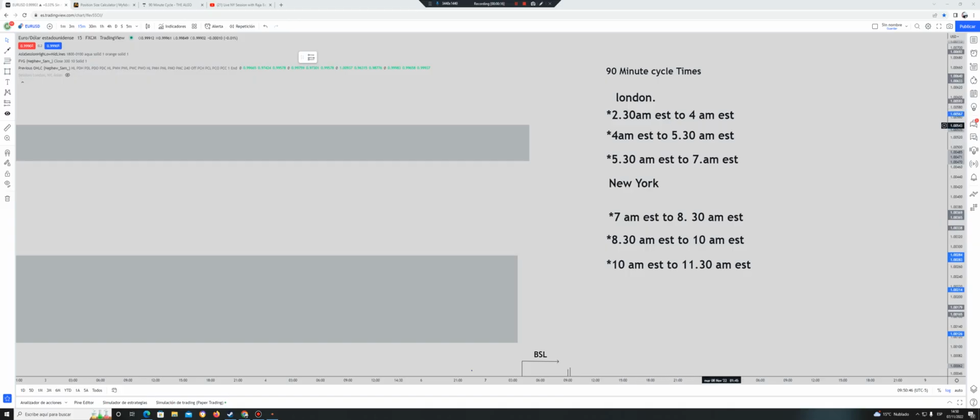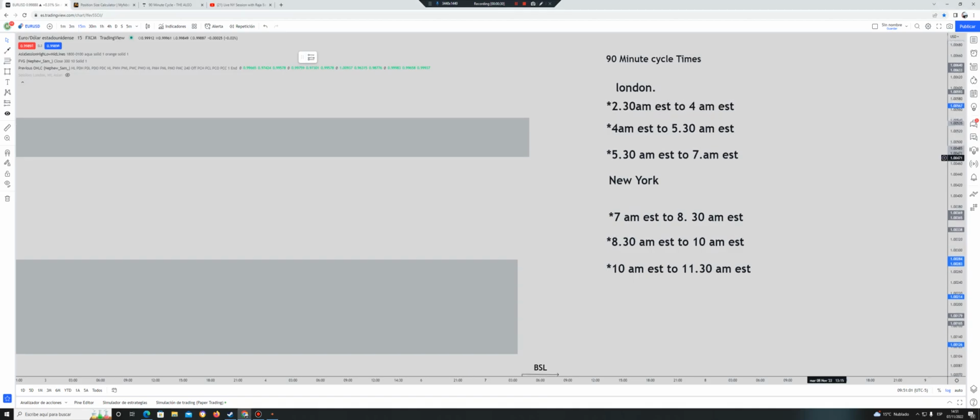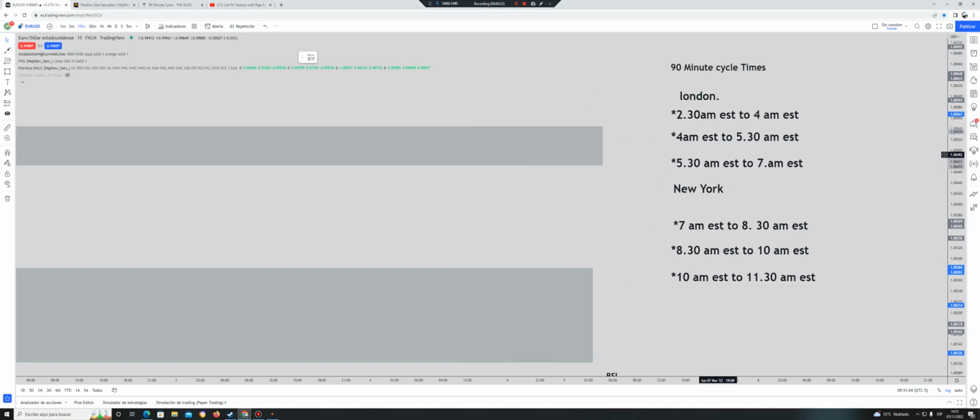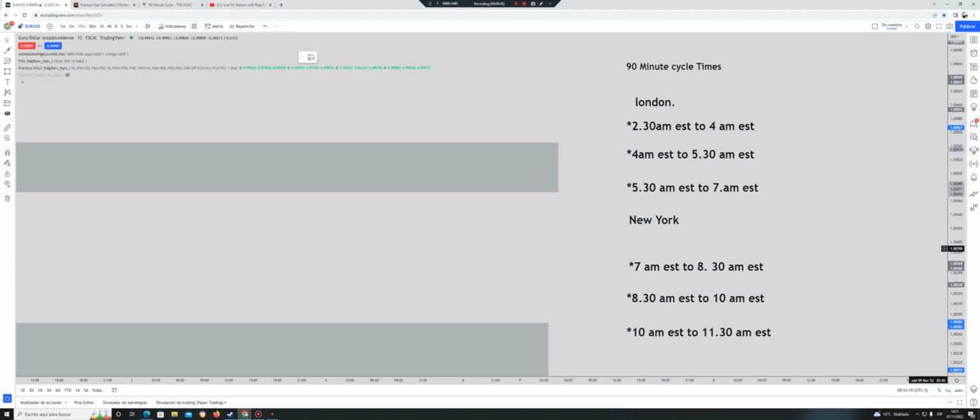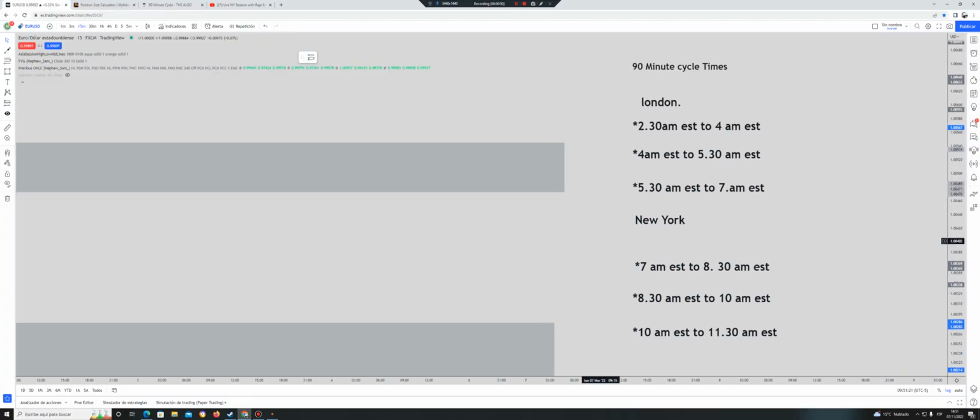2:30 EST to 4 AM. These are the 3 London 90-minute cycles: 4 AM to 5:30 AM, 5:30 AM to 7 AM. 7 AM, which is the pre-New York open. Okay, pre-New York session is basically the New York opening price. So then we have New York 7 AM to 8:30 AM, 8:30 AM to 10 AM, 10 AM to 11:30 AM. So these are the 3 for London, and these are the 3 for New York.